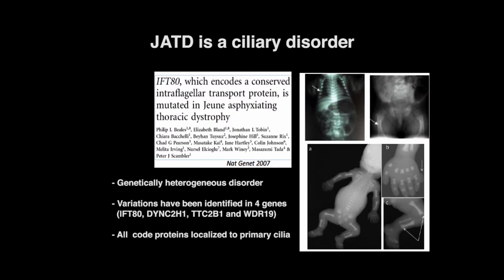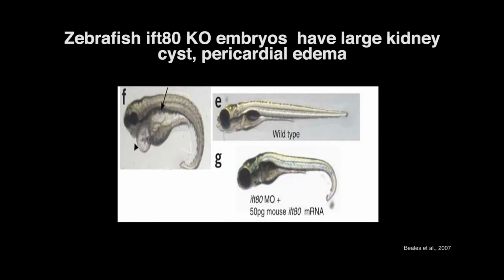In 2007, it was revealed that mutations in IFT80 lead to Jeune syndrome, a genetically heterogeneous disorder caused by variation in different genes. This disease is characterized by a long, narrow thorax, short ribs, short long bones, and polydactyly, extra digits. A lot of work has been done in zebrafish to better understand how depletion of IFT80 leads to JATD. To better understand ciliopathies, scientists are using mouse models or zebrafish models.